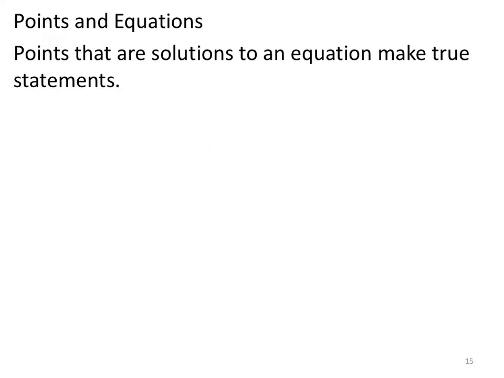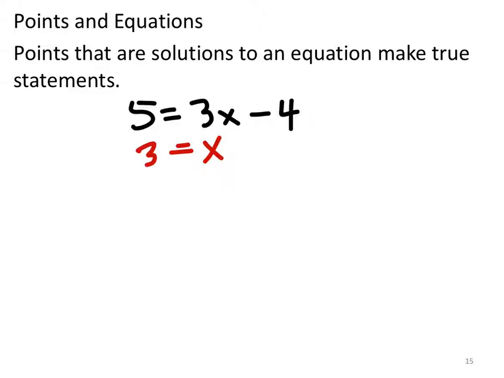Points that are solutions to an equation make the statement true. Okay, this is just like when we were solving equations, right? So if I had 5 equals, I don't know, 3x minus 4, the only value of x that would make this true would be 3. Which means if I replaced x in the original with 3, then I would get a true statement.